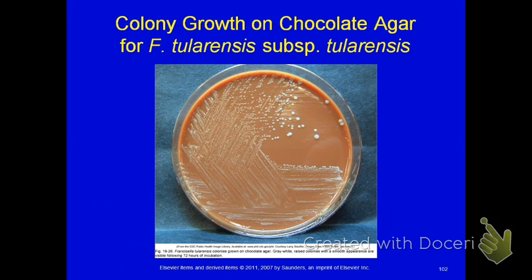This is the colonies of Francisella tularensis in chocolate agar plate. Take note of the presence of the gray, white, raised colonies with smooth appearance. You have to incubate it for about 48 to 72 hours before you could possibly see the growth of Francisella tularensis in chocolate agar.